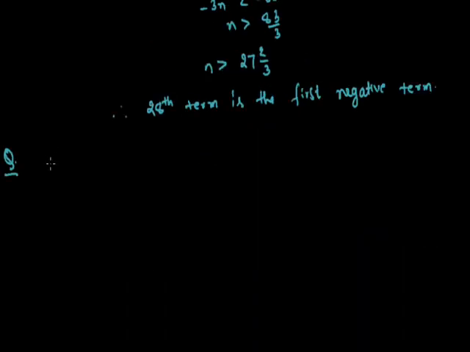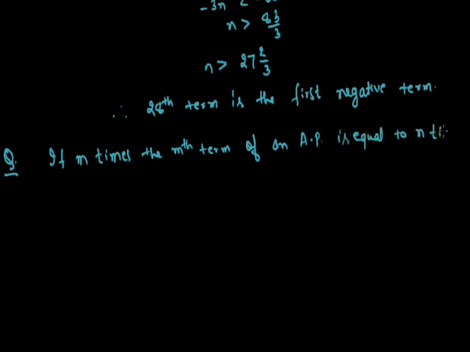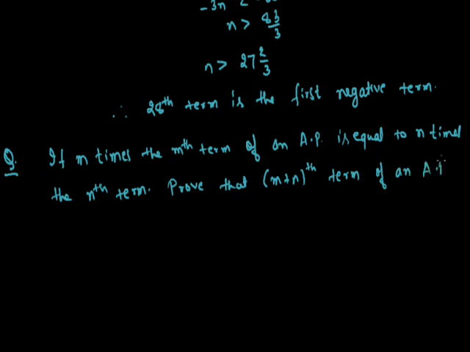Next problem. If m times the mth term of an AP is equal to n times the nth term, then prove that the (m plus n)th term of an AP is 0. Now we have to prove that the (m plus n)th term of an AP is 0.